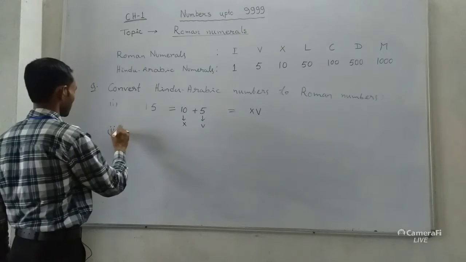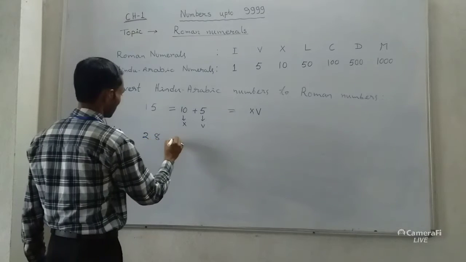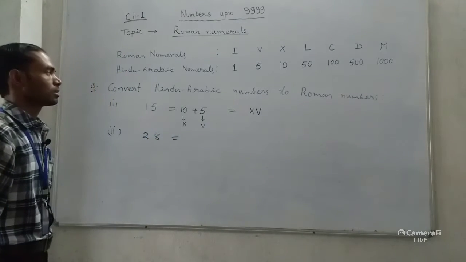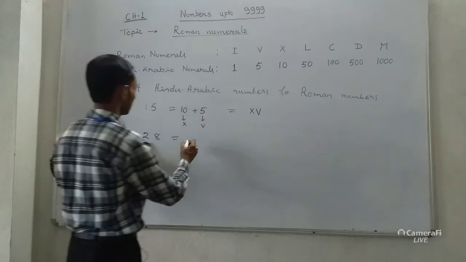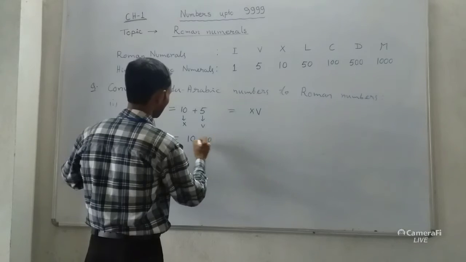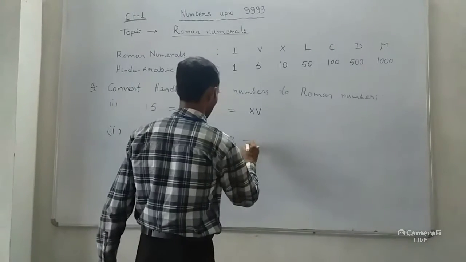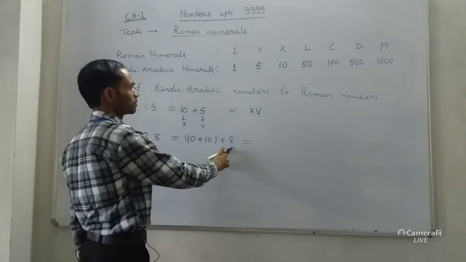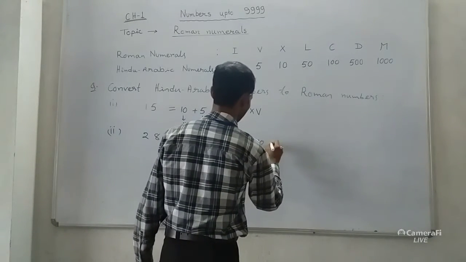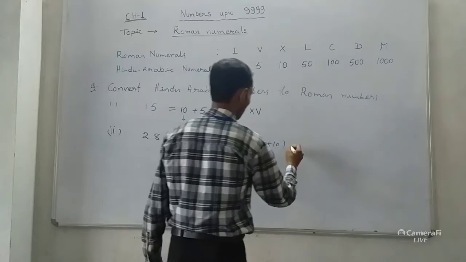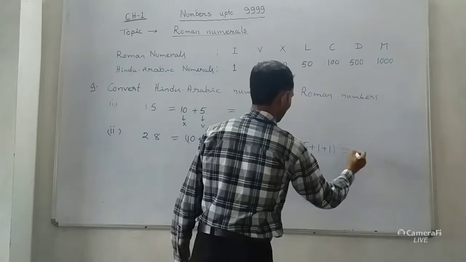Number 2, 28. So how can we expand 28? Nearest to 28 there is no value, so we expand this as 10 plus 10, 20, and then plus 8. Again we can expand because 8 has no specific symbol. 10 has a symbol, okay. 10 plus 10 you get 20. Now 8 we will expand as 5 plus 1 plus 1 this way.